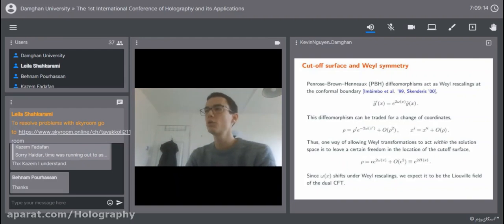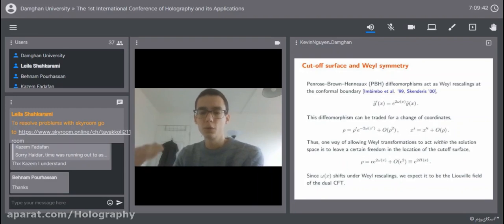And this is important because usually what people do when they do holographic renormalization, for example, is that they introduce a cutoff boundary at rho equal epsilon, where epsilon is just a fixed small number that you take to 0 at the end of the computation. But you see that if you do that, you lose Weyl scalings. So what you want to do is to allow Weyl scalings to act within the solution space of your theory. And for that, you need to be a bit more flexible in the location of your cutoff boundary. So instead of saying the cutoff boundary is at rho equal epsilon, you need to adopt something more general and say that rho is at epsilon, which is a small parameter, but times some free functions of the boundary coordinates.